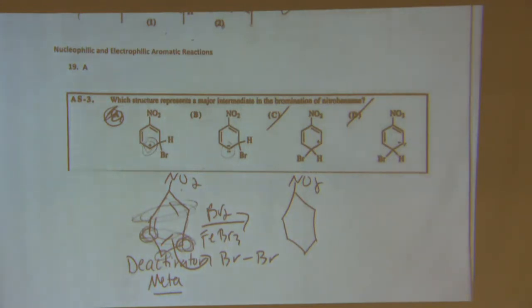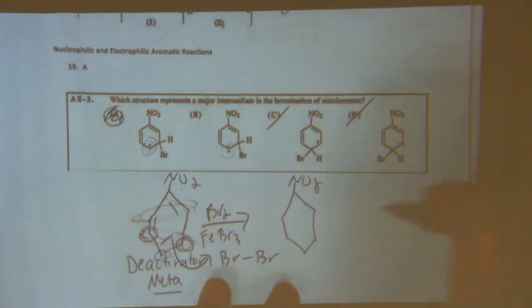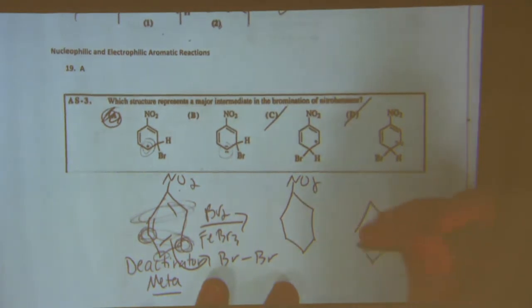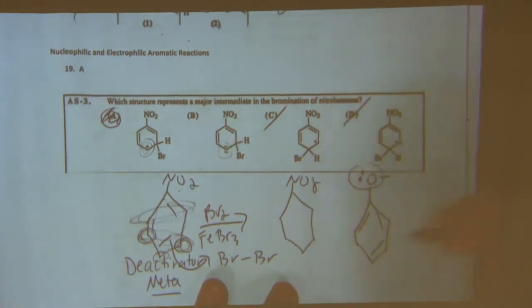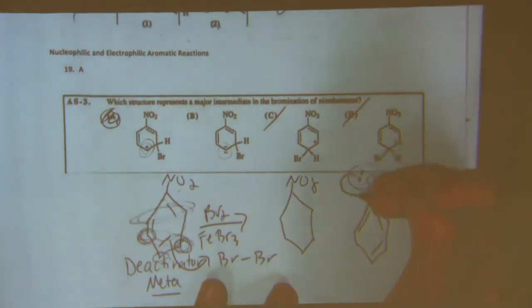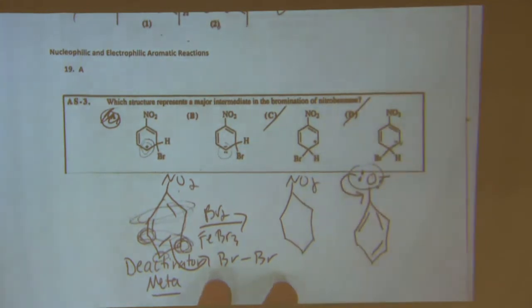How do I know it's a meta director? All deactivators are meta directors, but you kind of have to memorize which ones are deactivators. It's not necessarily a rule and it doesn't always work, but if you don't have them all memorized or you forget, something I like to do is if you have lone pairs directly attached to the benzene ring, that's an activator, right? Because the lone pairs typically go in and contribute to resonance, so they're donating electrons.